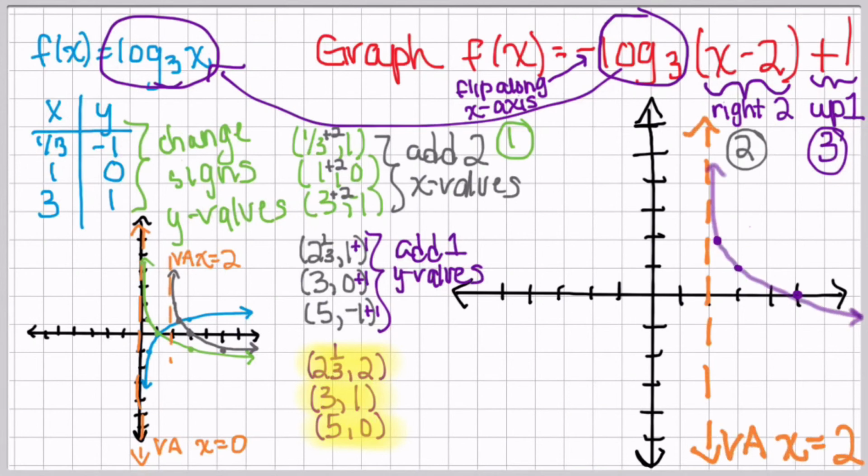In summary, when you are trying to graph a log function, you want to keep in mind the exponential equivalent. And that can give you your starting ordered pairs, and after that, you can always use transformations to graph a more complicated log function. I hope this helps.